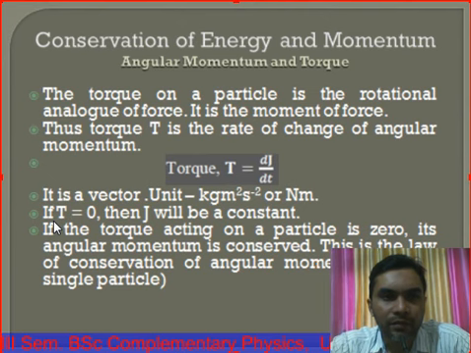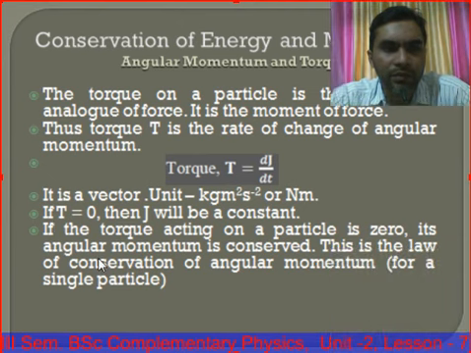Now we are going to discuss an important principle. If the torque acting on a particle is 0, if tau is equal to 0, we see that dJ by dt will be equal to 0. That is, the rate of change of angular momentum is equal to 0. It means that J will be a constant. If there is no change in angular momentum, then it means that angular momentum is a constant.